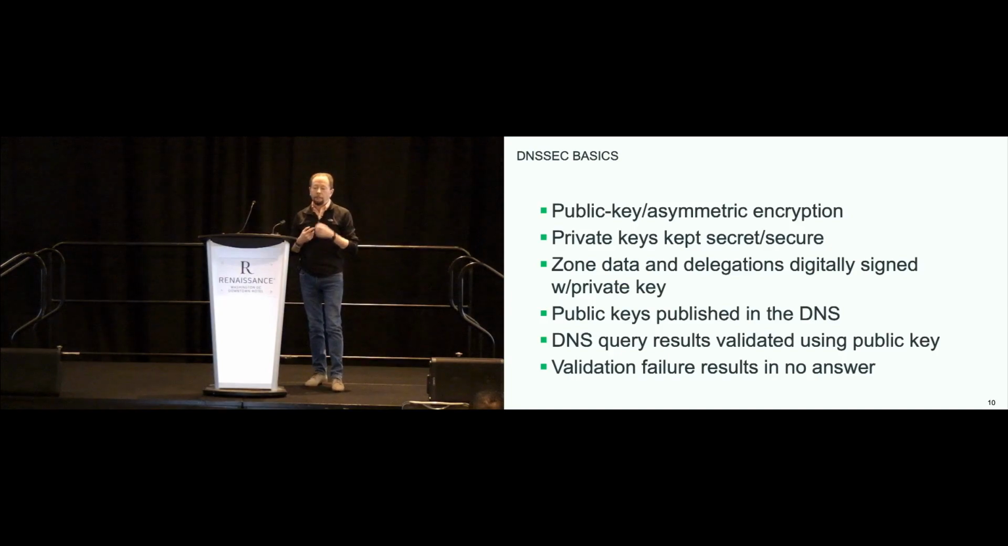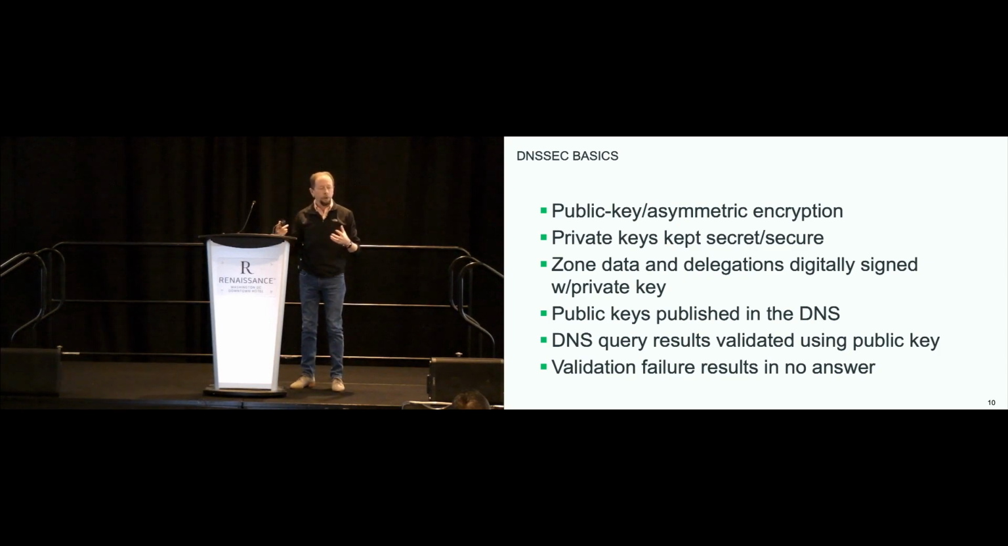So, some DNSSEC basics. In the simplest terms, DNSSEC is just public key or asymmetric encryption. And the way that works is you generate a pair of keys, one of which is public and given out widely, and one of which you keep very secure and private. And those pairs of keys allow you to either sign or encrypt data. Private keys are always kept very secure, because if someone can get your private key, they can counterfeit as you, or they can decrypt things that you wanted to keep secure.